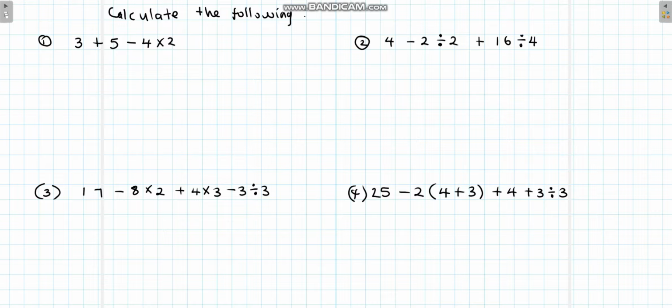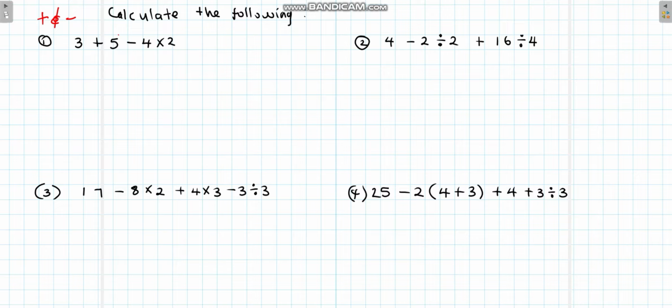Like with number 1, it says 3 plus 5 minus 4 times 2. So how many terms do we have? We have 1, 2, 3. Remember, we said the only thing that separates our terms is what? It's a plus and a minus. So what does it tell us? We are not allowed to say 5 minus 4 before 4 multiplies with what? With 2. So we apply our BODMAS first in this case.